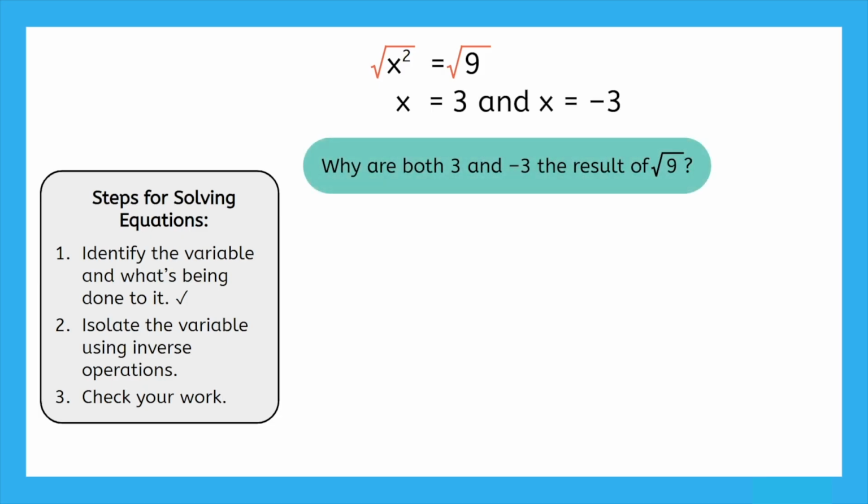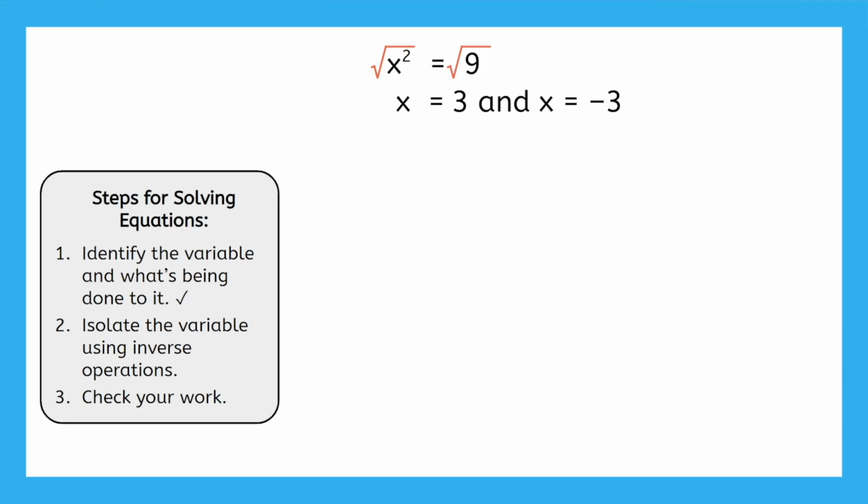Why are both 3 and -3 the result of taking the square root of 9? The square root of 9 is both 3 and -3 because both numbers result in 9 when squared. So that means there are two solutions to this equation. X equals 3 and x equals -3. You'll see what I mean when we check our work.